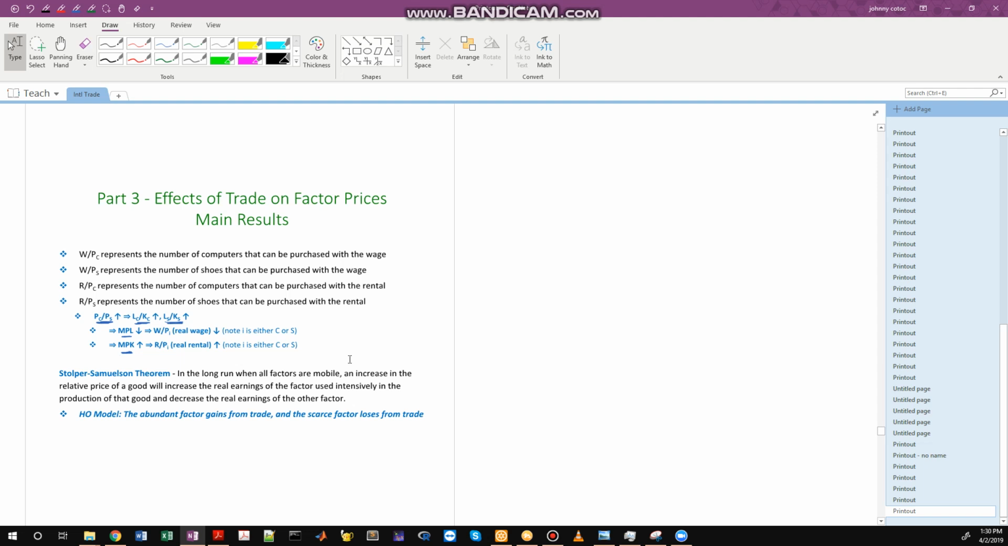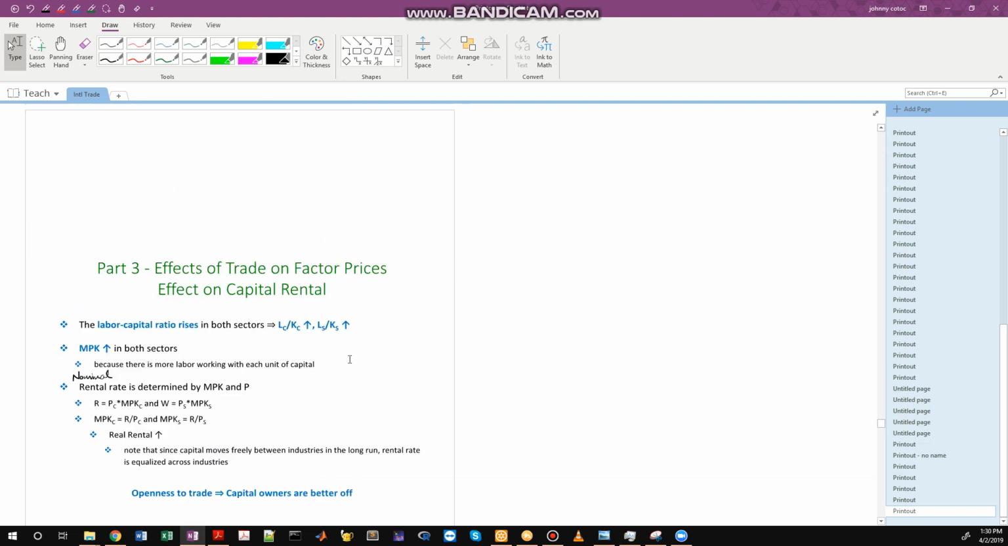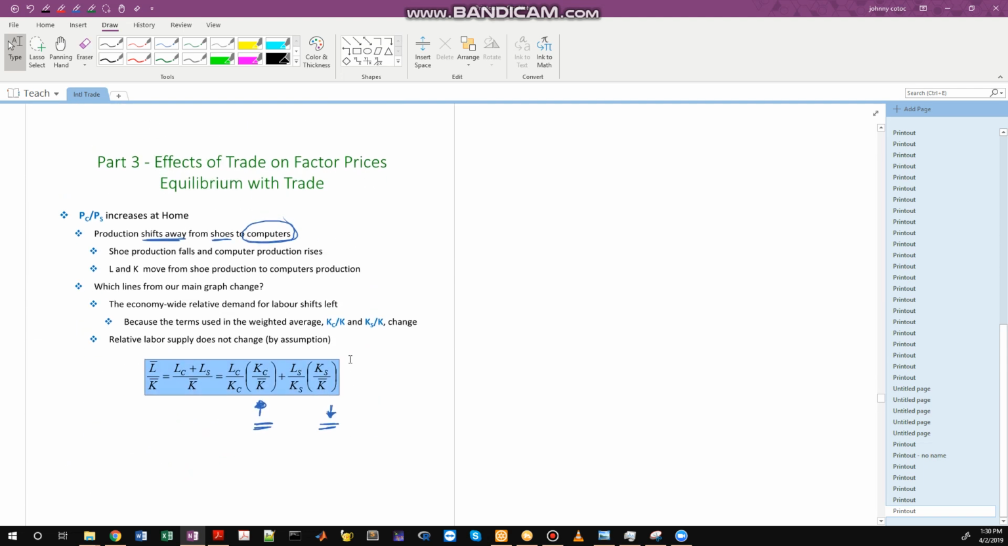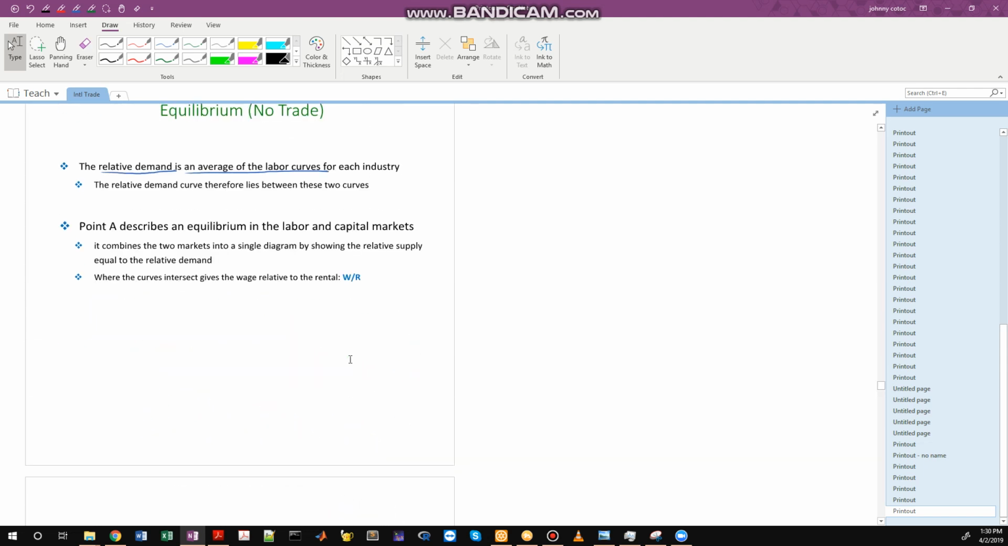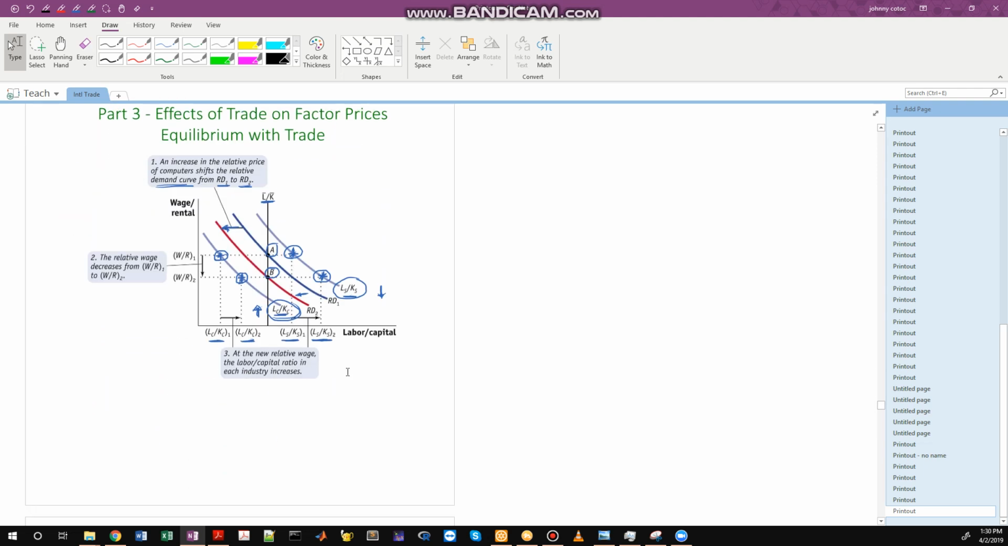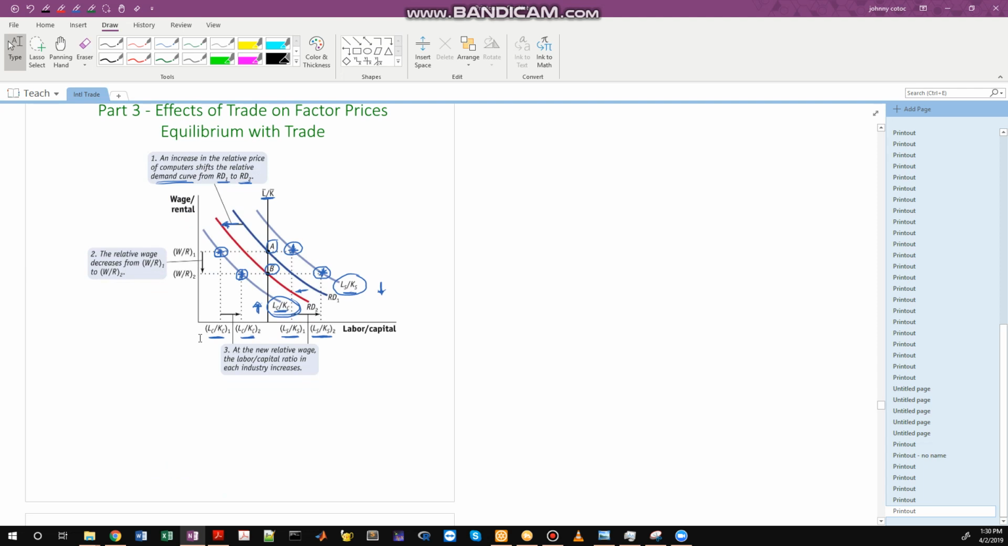And again, I did do my best to bring this right through the slides. So if you pay very close attention to this set of slides here, and you understand basically this equation and how a change in production towards computers from shoes shifts this weighted average, and it shifts this line, and it increases the labor to capital ratio, then you understand exactly what happens to the factor prices.